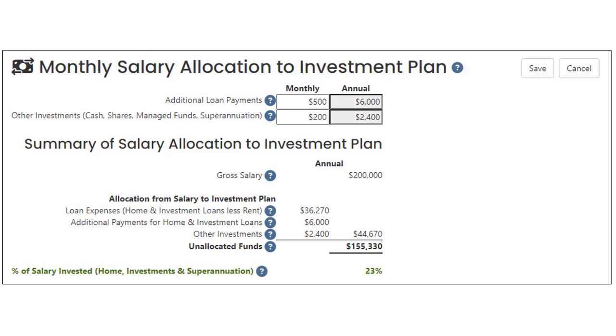The final panel is most important. The program has calculated the cost of the home and investment loans and asked the client how much a month they want to allocate to making additional loan payments and other investments. It then calculates the percentage of gross salary to fund the loans and savings. In this case, it has calculated the percentage to be 23%. This information is added to the salary accounts and is used to fund the loan payments and savings.